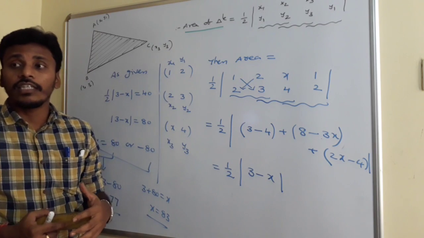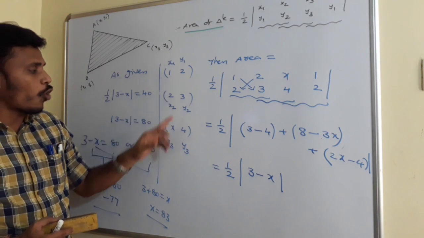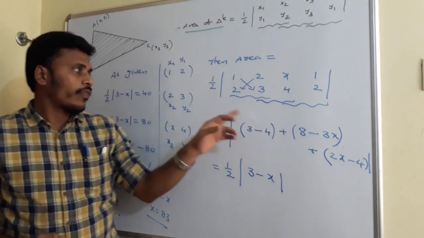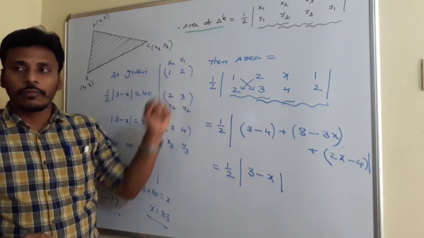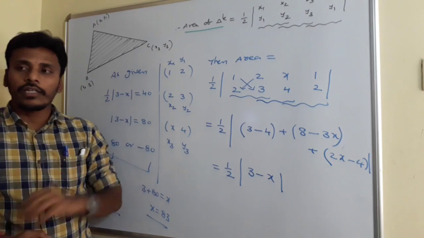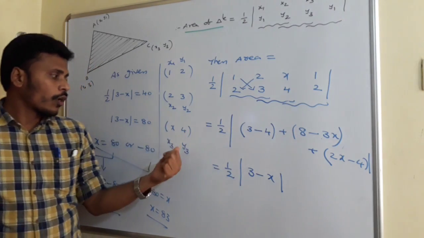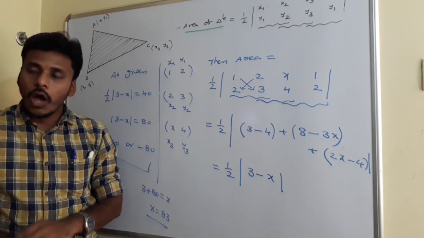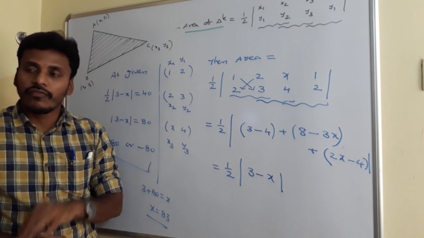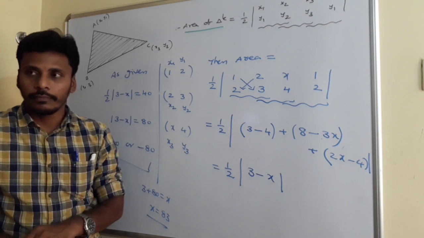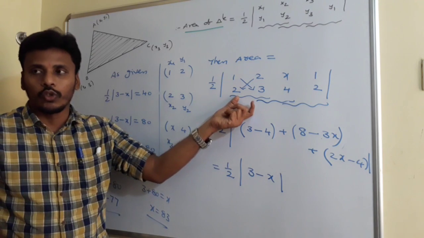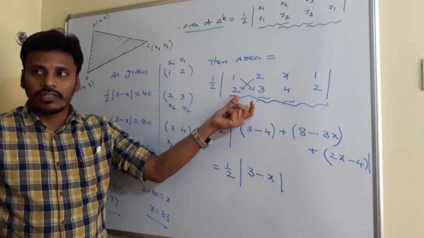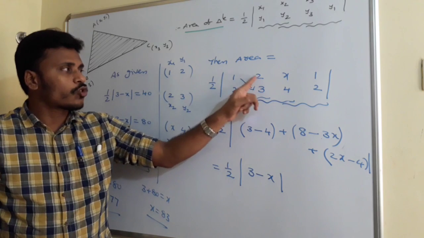By that method, initially you need to write these three coordinates in such a manner that 1, 2, the coordinates of the first point, 2, 3, coordinates of the second point, x, 4, coordinates of the third point, and again the coordinates of the first point. Now just apply the crisscross method for each and every block of elements. The first block is 1, 2, 2, 3. If you apply the crisscross technique, 1 into 3 minus 2 into 2.